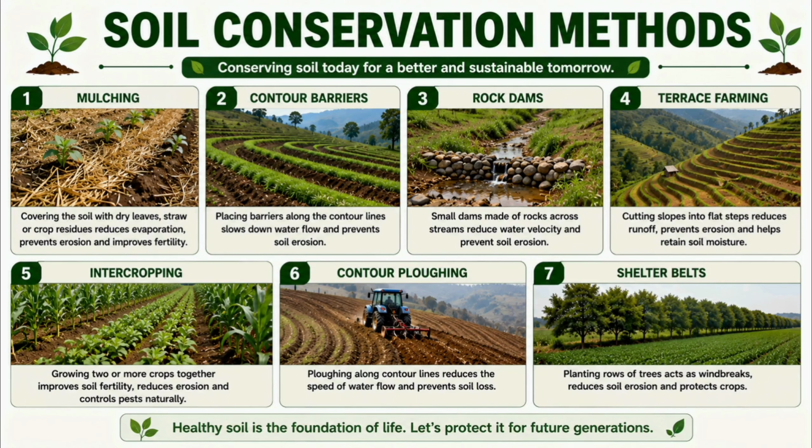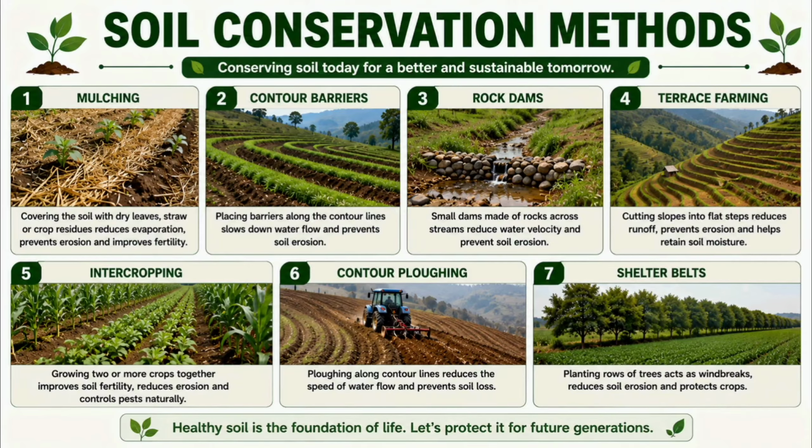Soil conservation methods. Conserving soil today for a better and sustainable tomorrow. Mulching: covering the soil with dry leaves, straw or crop residues reduces evaporation, prevents erosion and improves fertility. Contour barriers: placing barriers along the contour line slows down water flow and prevents soil erosion. Rock dams: small dams made of rocks across streams reduce water velocity and prevent soil erosion.